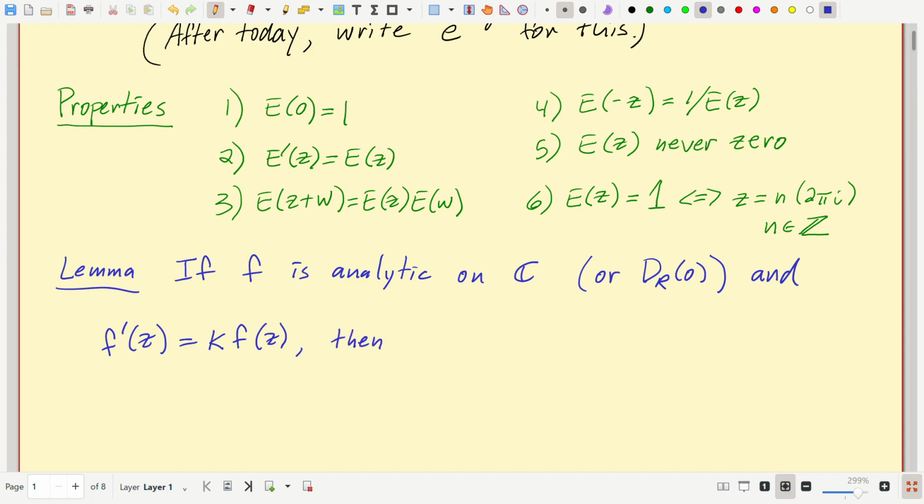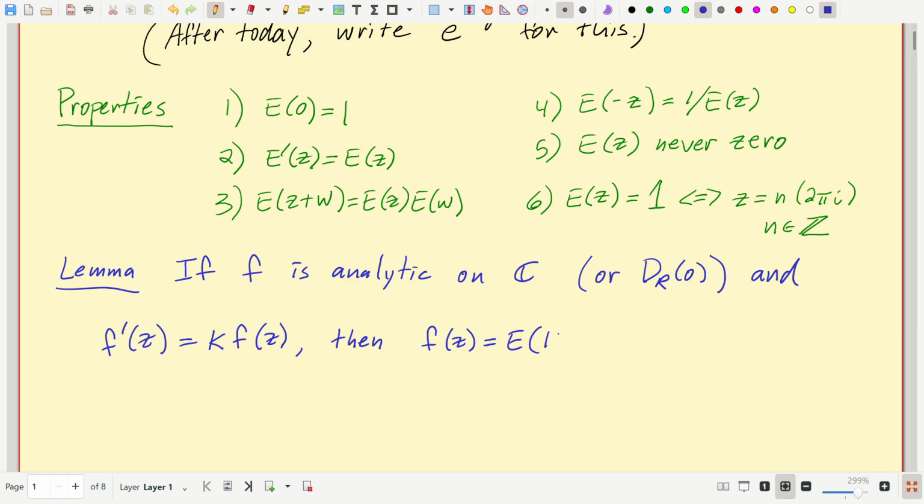Yeah, the exponential, I heard it. You've studied that differential equation in freshman calculus. dy/dx equals ky. You know that the solution to that differential equation is the exponential function e to the kx. And that's exactly what's going to happen here. f of z has to be the complex exponential function.